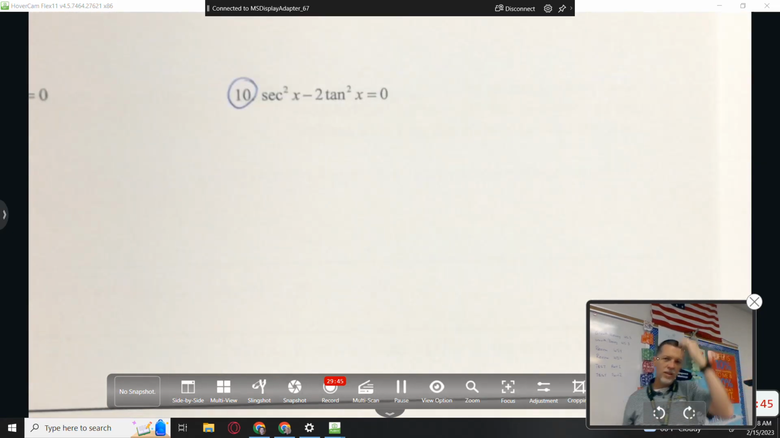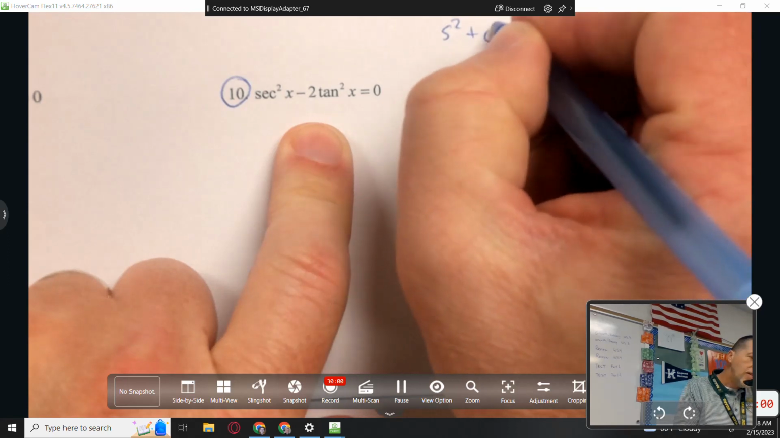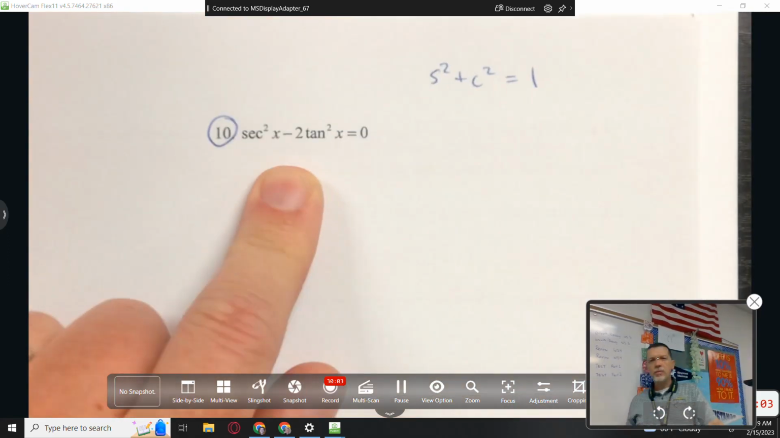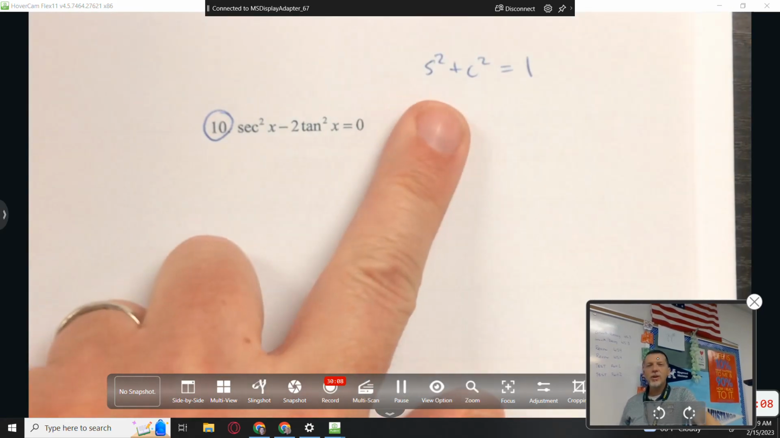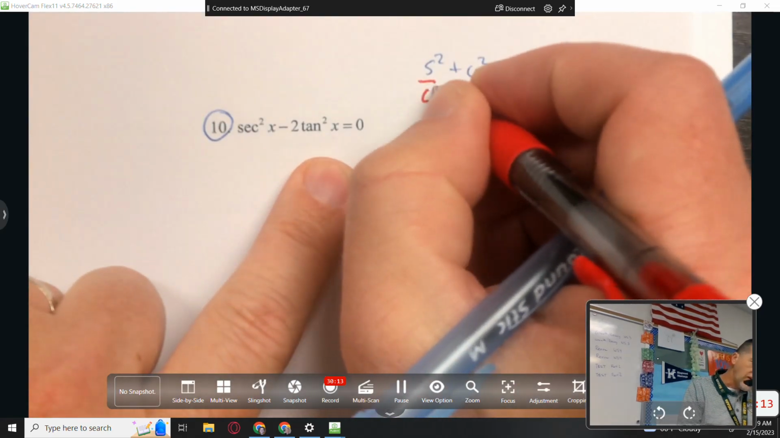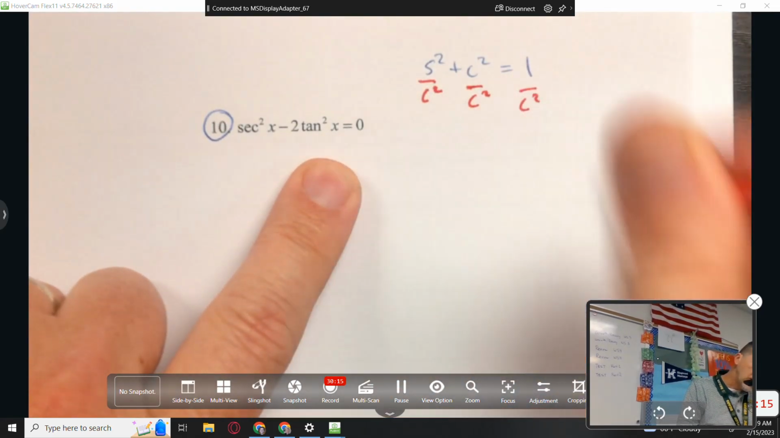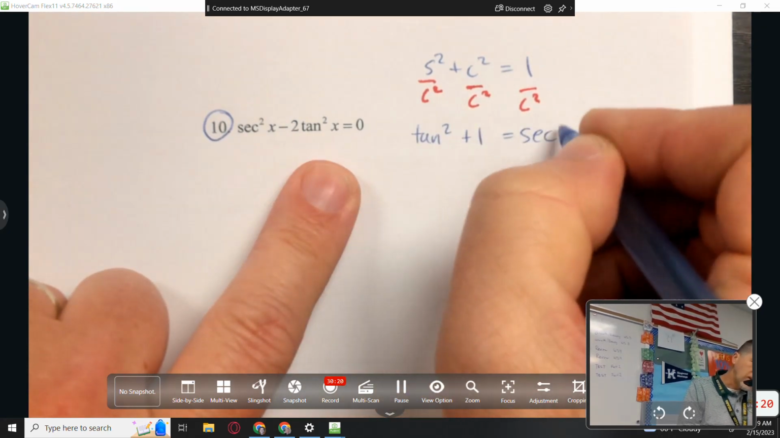Secant squared minus 2 tangent squared. I can't factor that. There's not a GCF. But there is some relationship between secant squared and tangent squared. It's been a few weeks, so I definitely don't remember what that is. So I'll start with sine squared plus cosine squared is 1. If I divide everybody by cosine squared, tangent squared plus 1 equals secant squared.